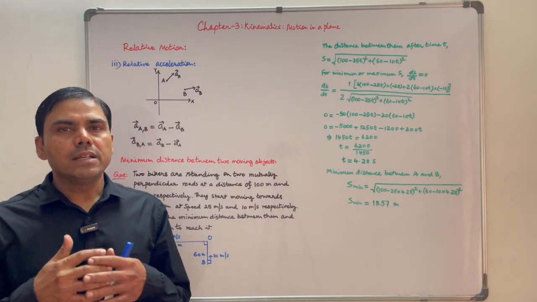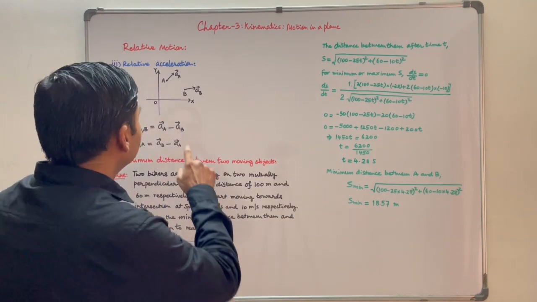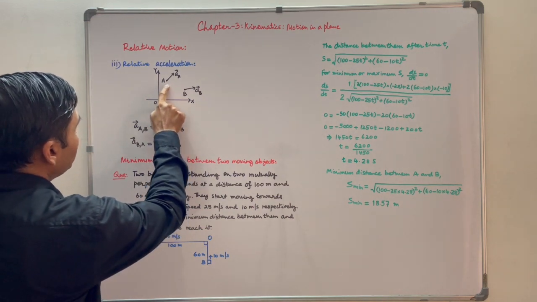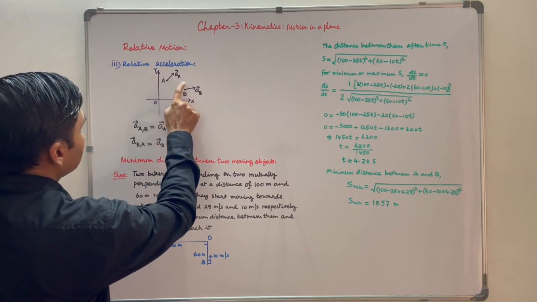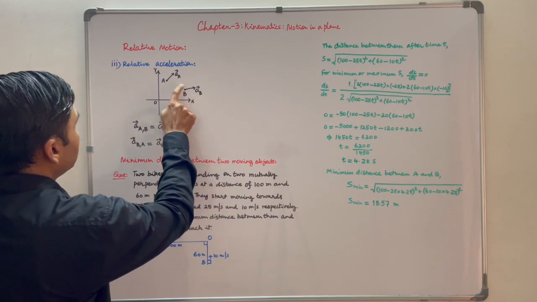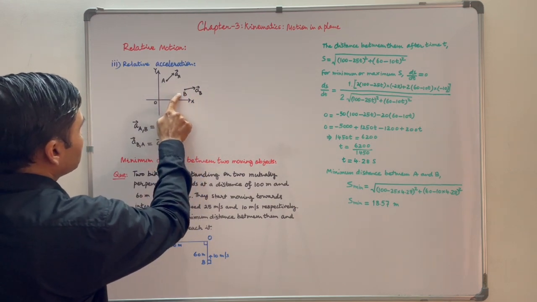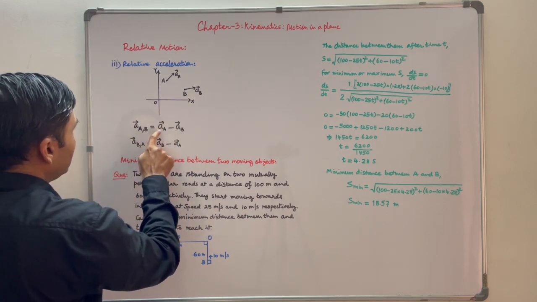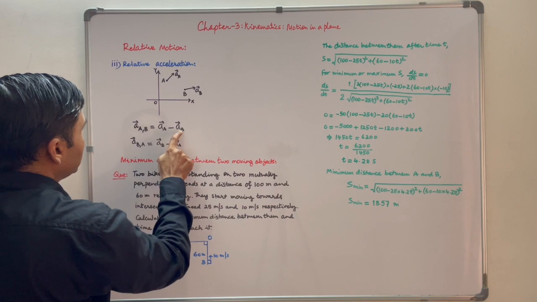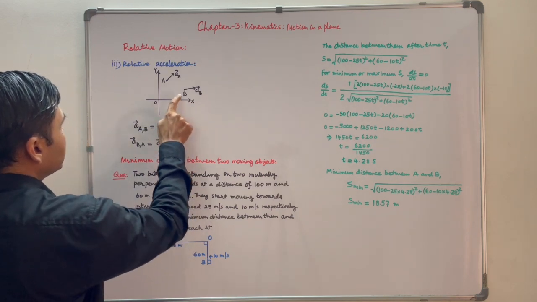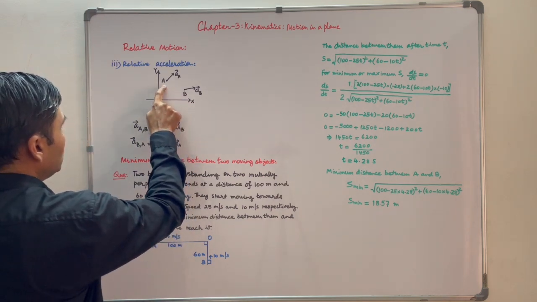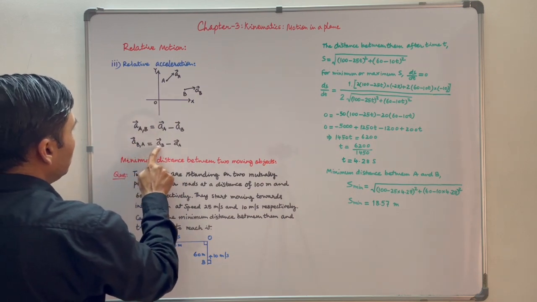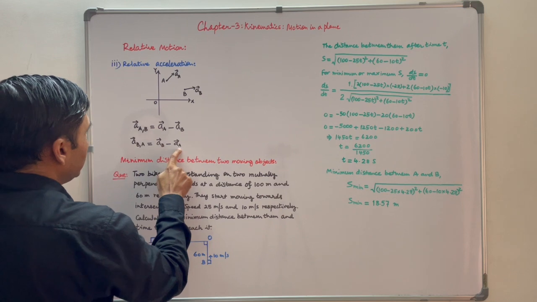Now let us understand relative acceleration. Consider two particles, particle A and particle B are moving with accelerations AA and AB respectively. Then acceleration of particle A with respect to B is given by vector A,B is equal to vector AA minus vector AB. Similarly, acceleration of particle B with respect to A is given by vector A,B,A, and that is equal to vector AB minus vector AA.